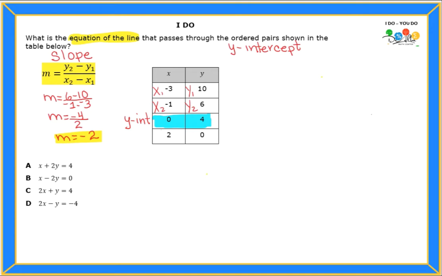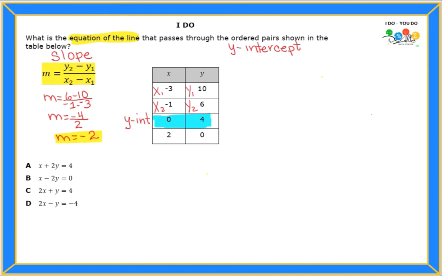If you're still not sure why I chose that one to be the y-intercept, imagine plotting the point 0, comma 4. Wouldn't that point be on the y-axis? That's the reason why it's called the y-intercept. That second point, which also has a 0, is actually your x-intercept. But we're not dealing with that one right now, so I'm not going to bother you with it.